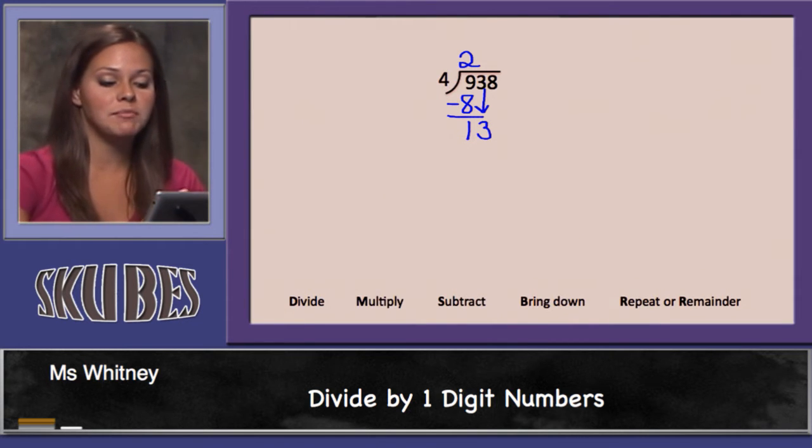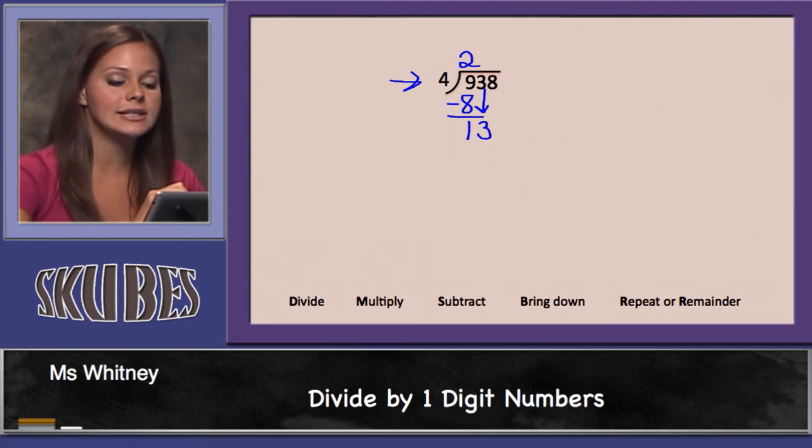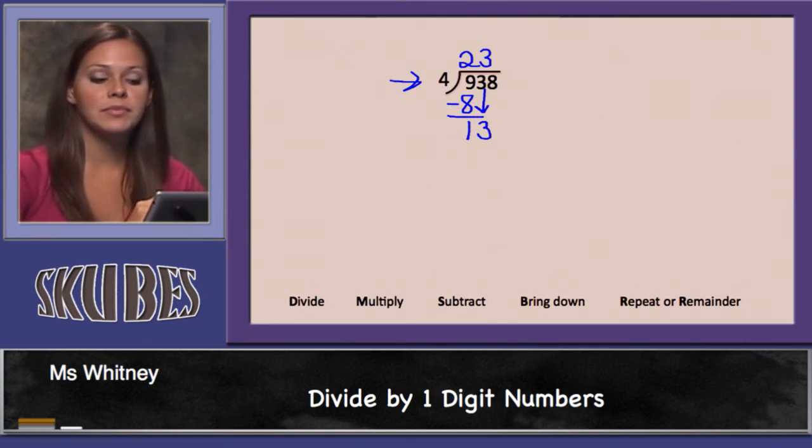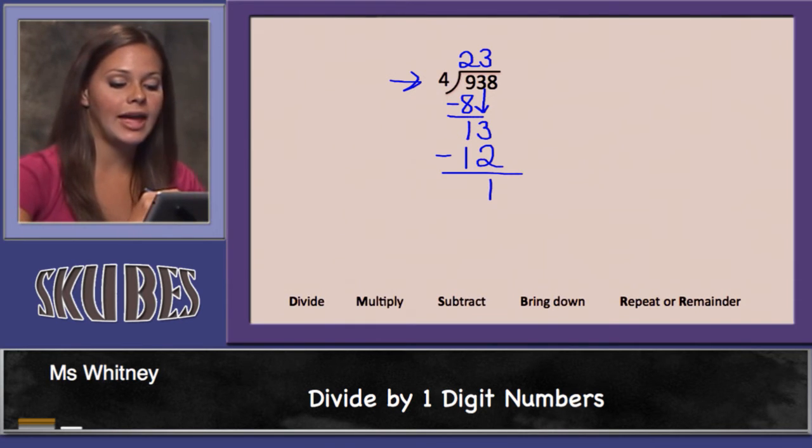13 is greater than my divisor of 4, so I need to repeat. I'll start with divide. 4 goes into 13 how many times? 3 times. 4 times 3 equals 12. Next, I'll subtract. And now I'll bring down my 8.